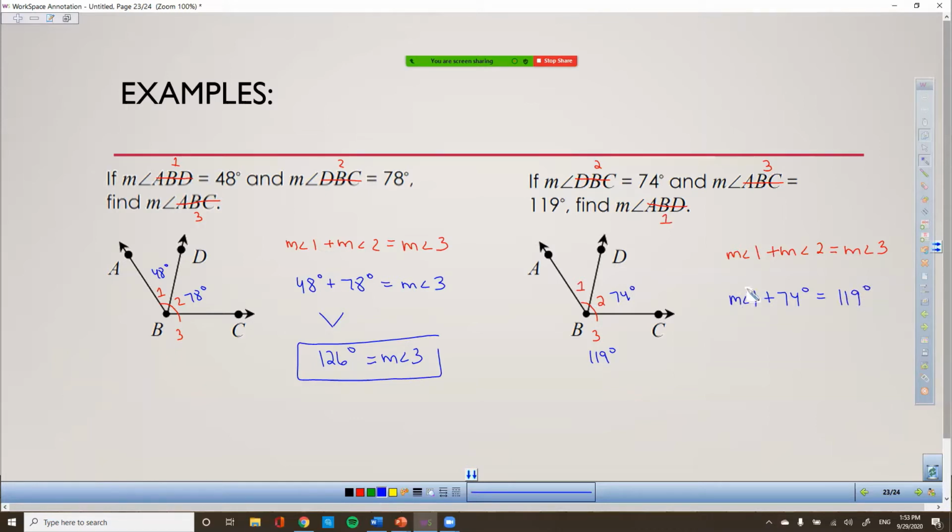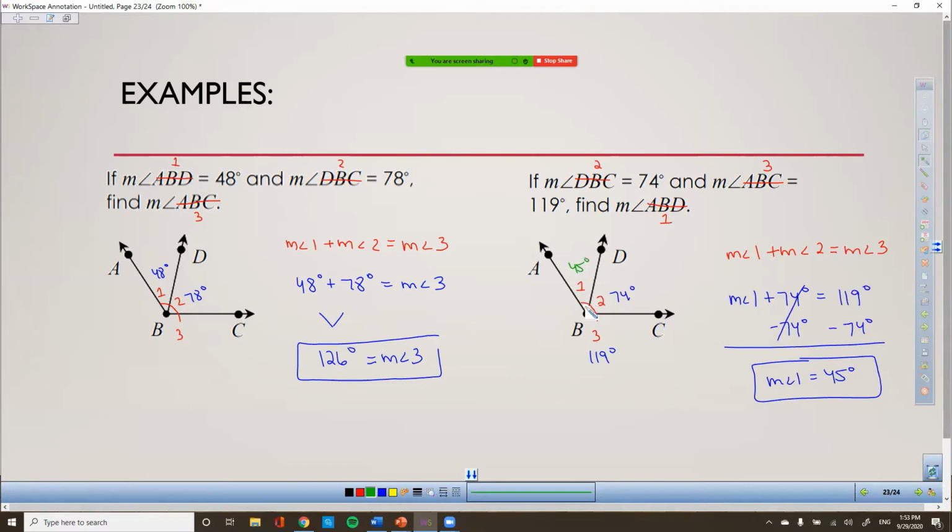So how can I find the measurement of angle 1? All I have to do is put numbers with numbers. So in this case, I have to subtract 74 degrees from both sides. And like that, this tells me that the measurement of angle 1 equals 119 minus 74. That gives me 45 degrees. So that means that this little part right here, the measurement of angle 1, is actually 45 degrees.